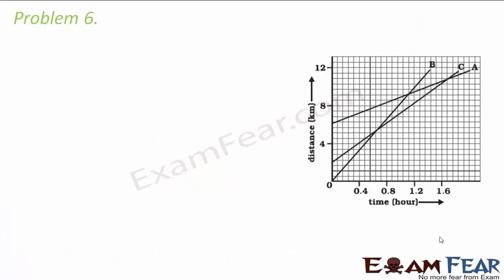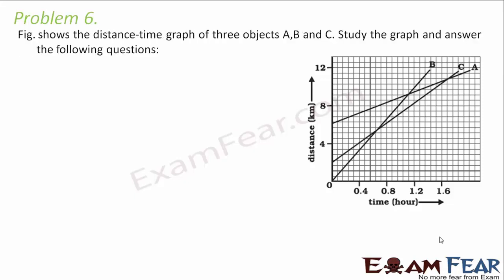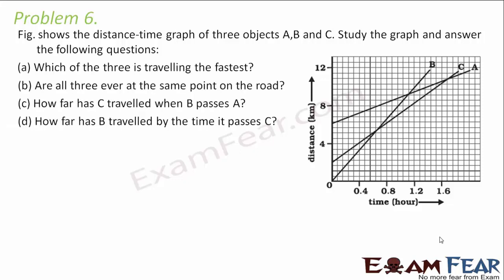Now, let us look at the last problem of this section. It is based on a graph. It says that the figure shows the distance time graph of three objects A, B and C. Study the graph and answer the following questions. So, let us look at the first question. It says, which of the three is traveling the fastest?